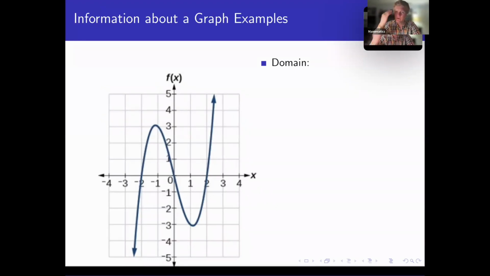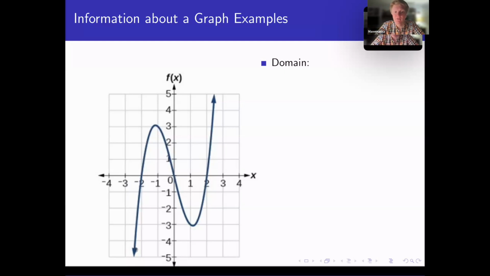And how we read domain is left to right. Look at some of those domain examples. It was always furthest left we could go to furthest right we can go. So to find domain, we're going to follow this graph left to right and see what x values are included. Y's will be vertical. But let's see all the x values we get.